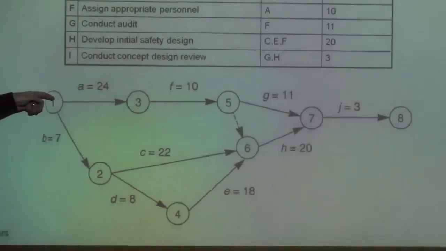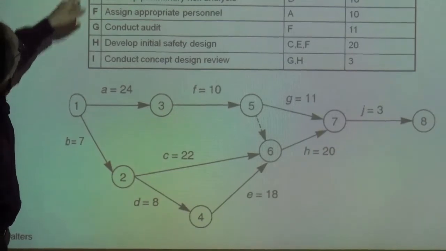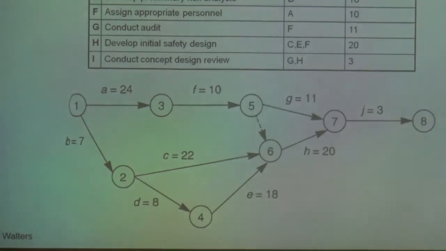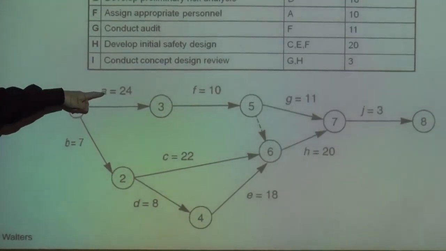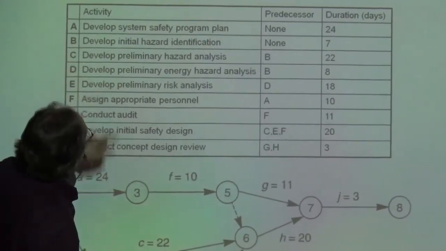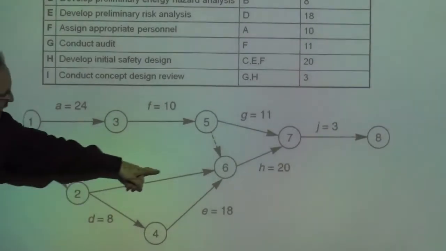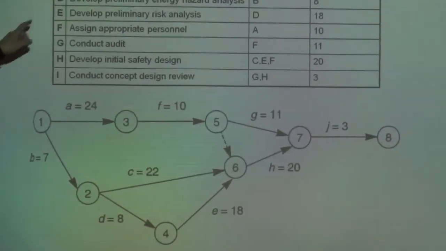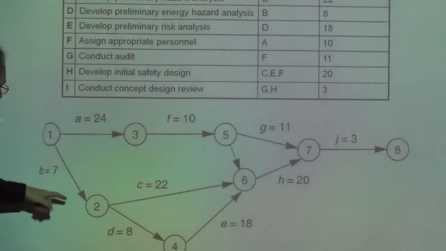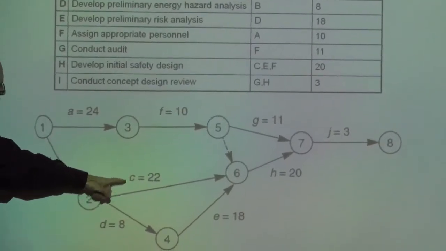So this is our network. Node 1, we just start out arbitrarily, and A and B branch off because they have no predecessors. A takes 24, B takes 7. Then we go to C. C has B as a predecessor. Okay, so here's C, and it lasts 22. D has B as a predecessor, so it branches off. It can be done in parallel with C.